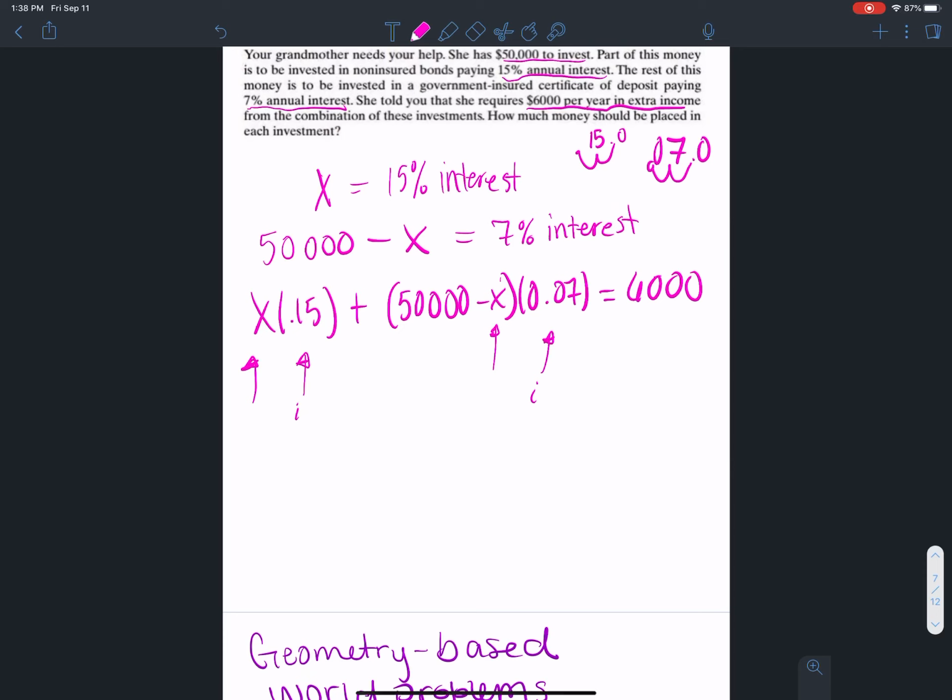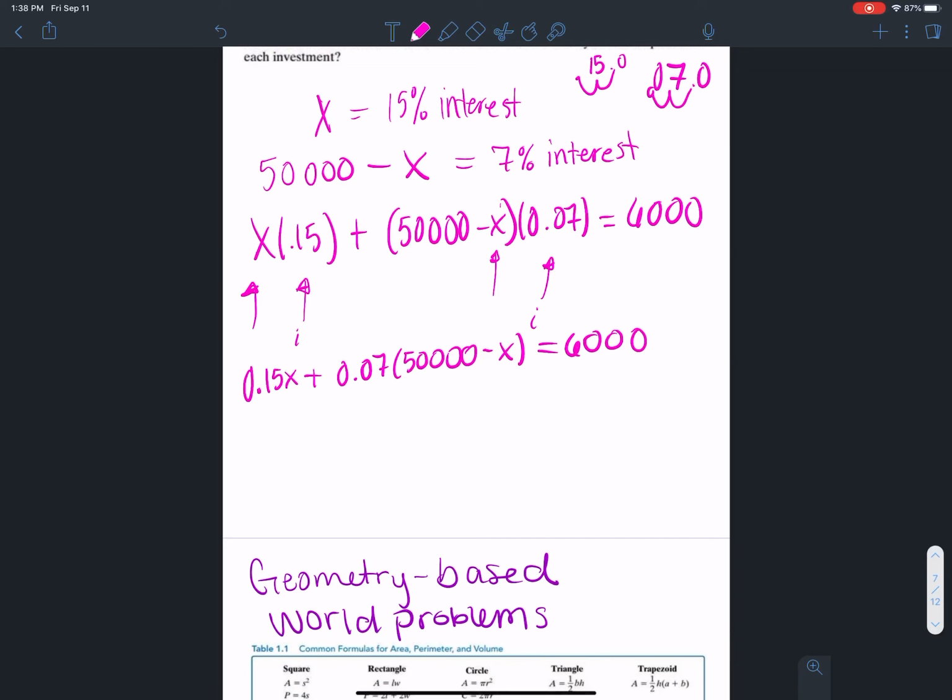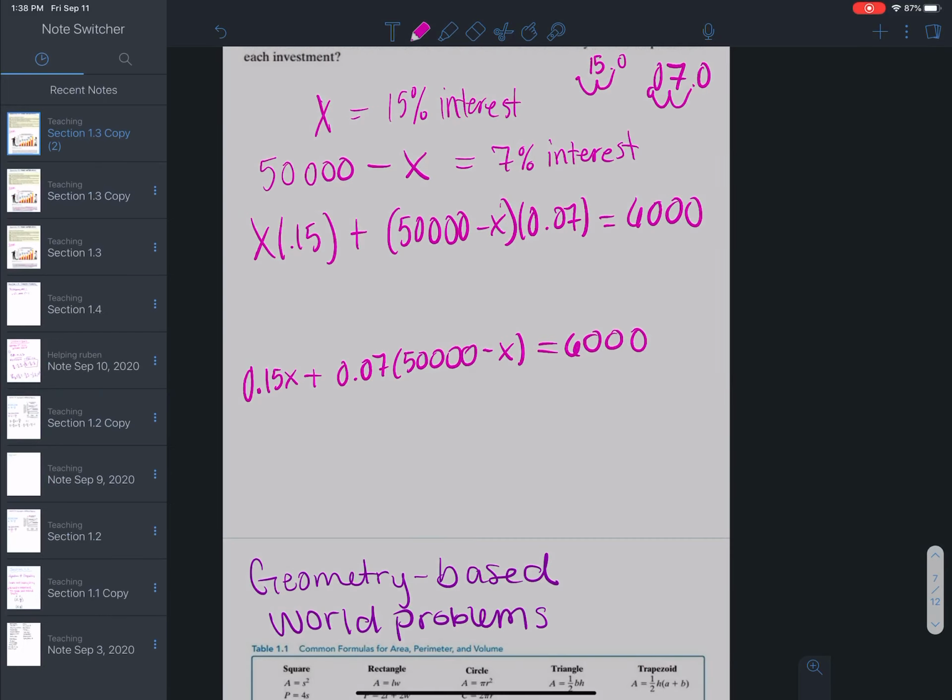let's simplify this a little bit. We can rewrite this as 0.15x plus 0.07 times 50,000 minus x equal to 6,000. Okay. So now we want to combine like terms. So before we can do that, we got to follow order of operations. Okay, so anyway, we want to do order of operations.